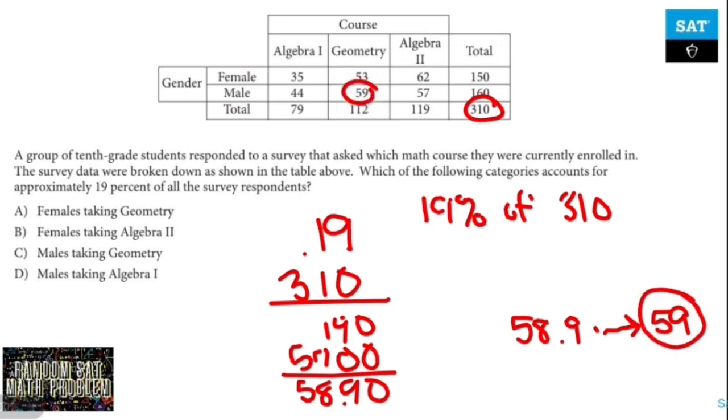Ooh. So I want male geometry. Does that mean females taking geometry? No, that number is way too small. Do I want females taking algebra 2? Close, close. But I don't like it. Do I want males taking geometry? I sure do. But do I want males taking algebra 1? I certainly don't. That number is way too low. So the old-fashioned way, just doing multiplication and not trying to do too much in my head, seemed to be the best way to go. Done.